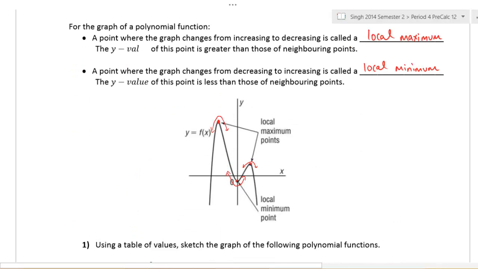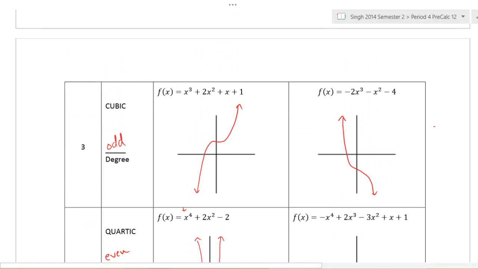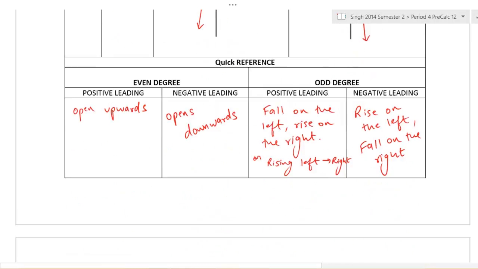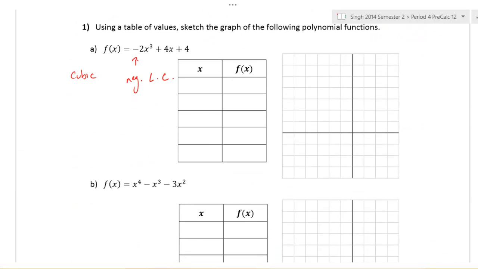If I refer back to my chart here, I know that a cubic with a negative leading coefficient is going to look something like that. That's the kind of graph I should be getting. Of course, the maximum and the minimum points might be changed a little bit depending on the function, but that's the general shape of the graph I should be getting. So the first thing that I'm going to do is graph this using a table of values. I'm going to plug in some points and graph it. So let's do that. I'll use the following points: negative 2, negative 1, 0, 1, and 2.